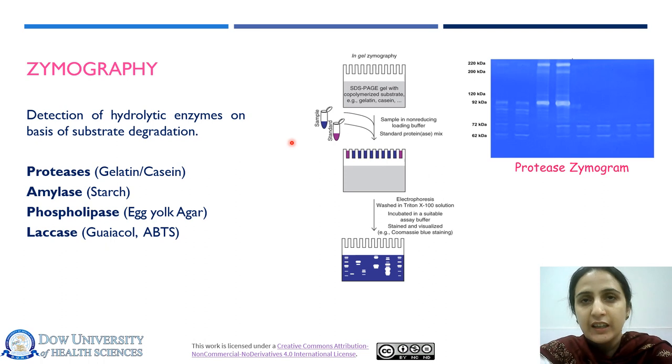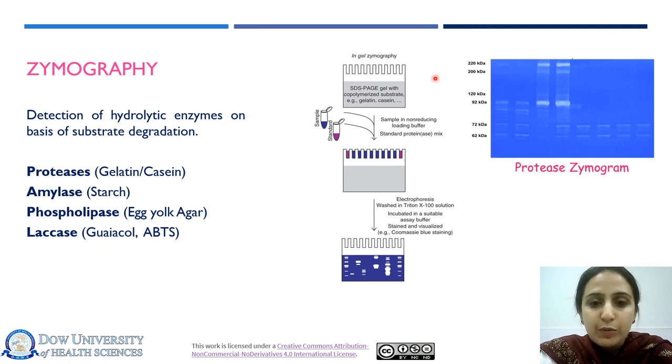So after running the electrophoresis and staining, there's an additional step in between, that is the activation step. You are placing your gel in the activation buffer so that the enzyme could do its enzymatic activity. So when you stain the gels with the Coomassie blue after the activation step, we know that the Coomassie binds to protein electrostatically and non-covalently.